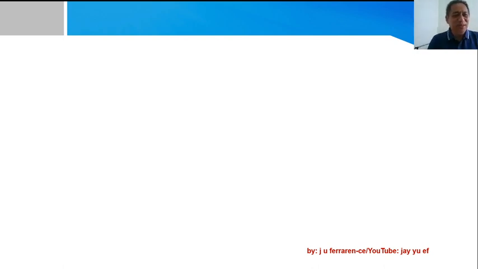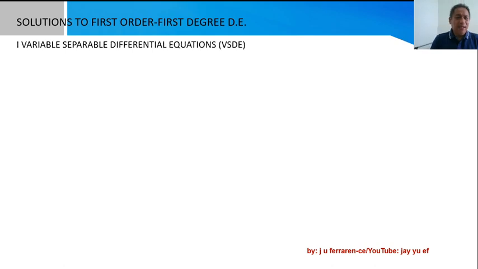So I have to introduce how to solve an ordinary differential equation, first order, first degree. We have methods of solving a differential equation in first order, first degree, and one of which is variable separation. That's applicable if the DE is classified as a variable separable differential equation. Now, when can we say that the DE is a variable separable DE?